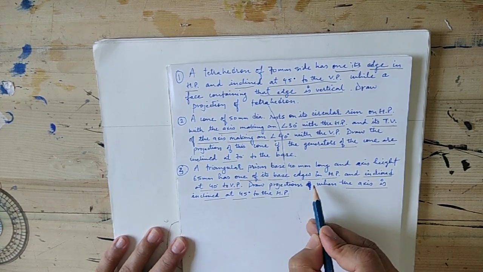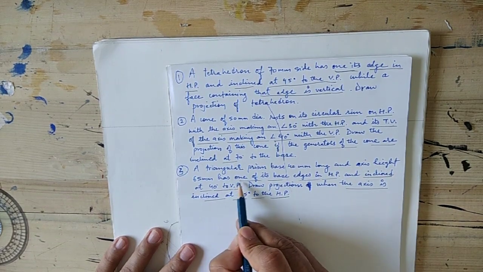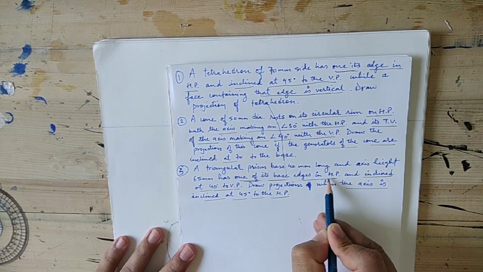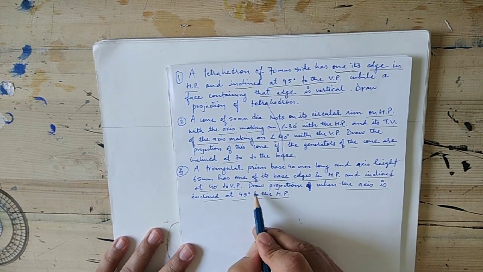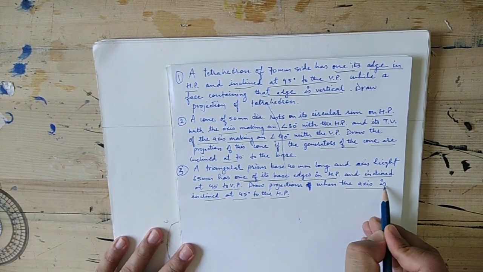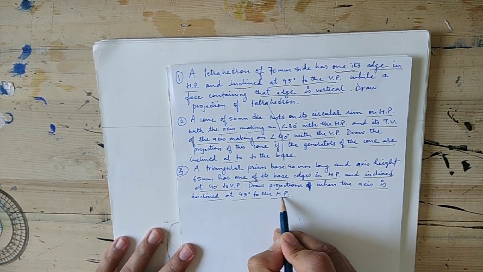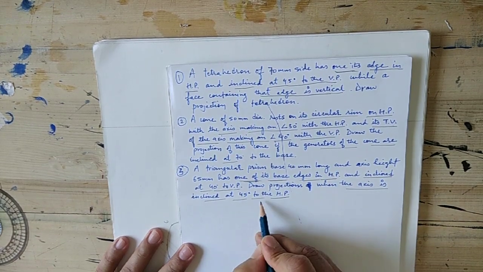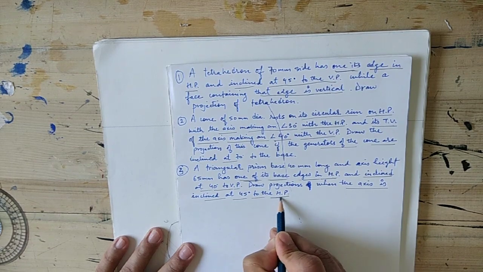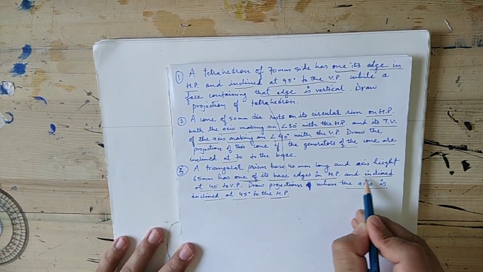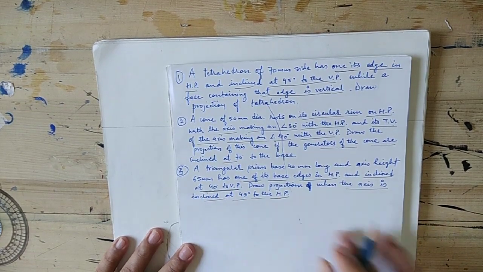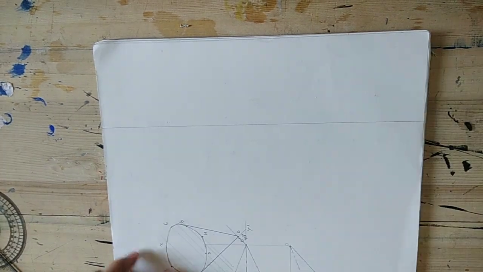So now class, your first stage condition is that it has one of its base edges in HP. That means the whole base of the prism is resting on HP, in the top view. Your second stage condition is that the axis is inclined at 45 degrees to HP. Here we are starting our problem from the top view, that's why the second stage condition is with respect to HP. And your third stage condition is that the base is inclined at 40 degrees to VP. So now class, let's start with your first stage.